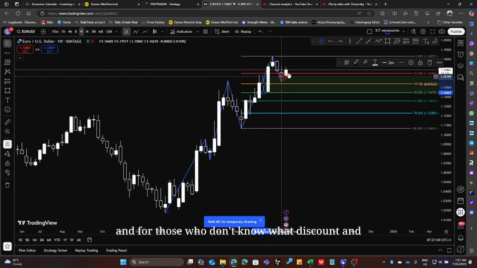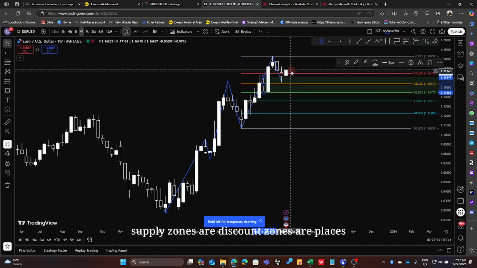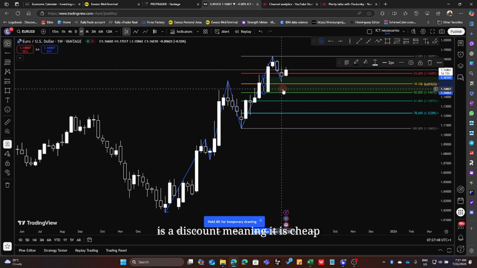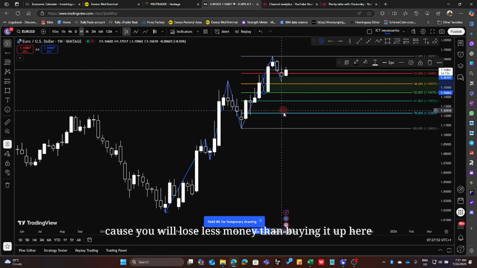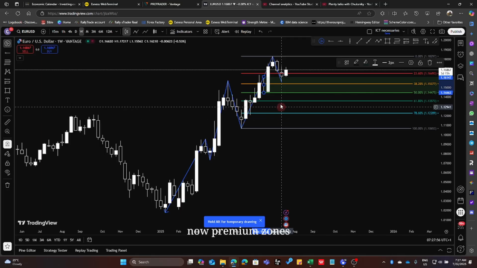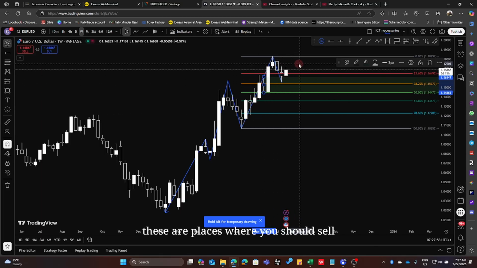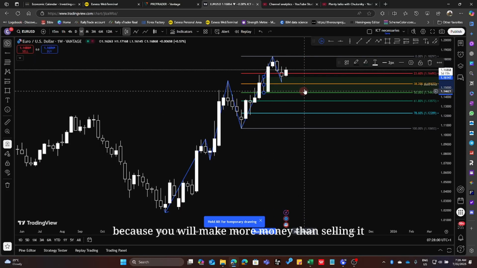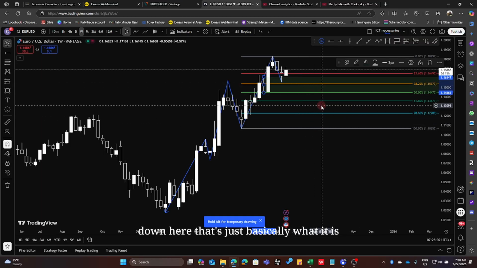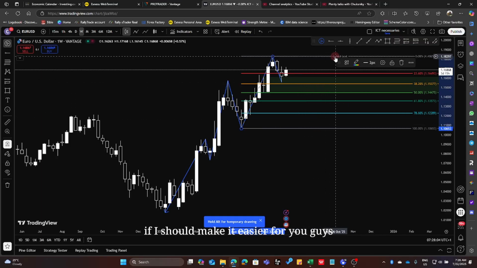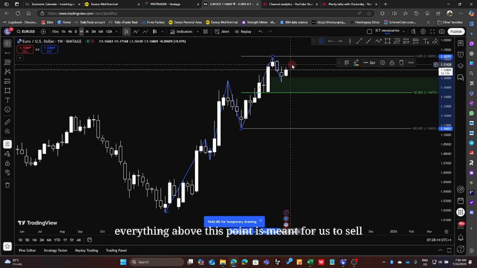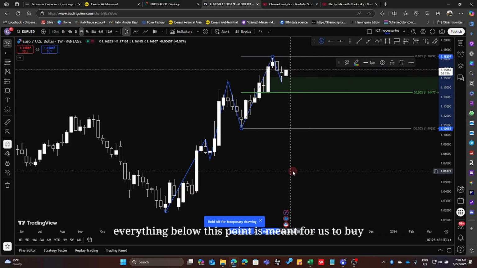And for those who don't know what discount and premium zones are, anything below the 50% retracement down to the zero is a discount, meaning it is cheap. It is cheaper to buy here because you will lose less money than buying it up here. Now, premium zones, these are places where you should sell because you will make more money than selling it down here. That's just basically what it is. If I should make it easier for you guys, everything above this point is meant for us to sell. Everything below this point is meant for us to buy.